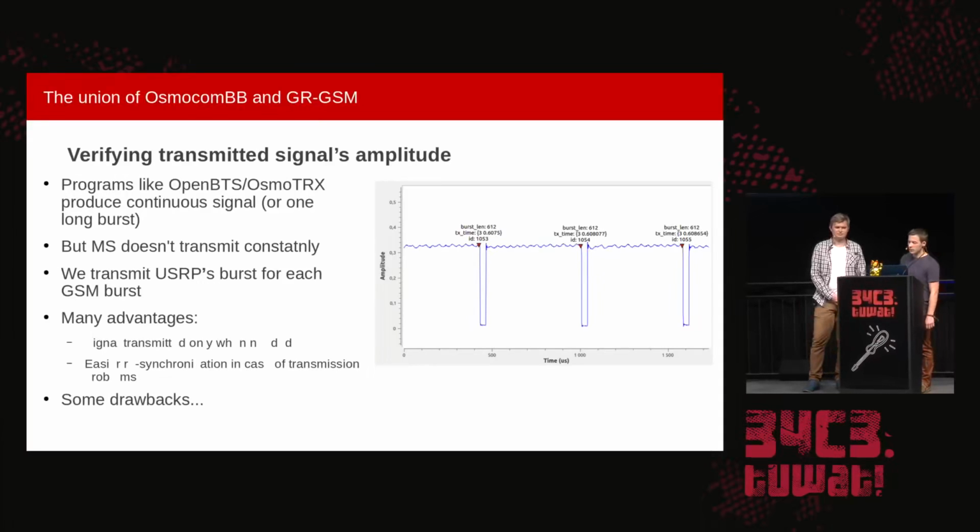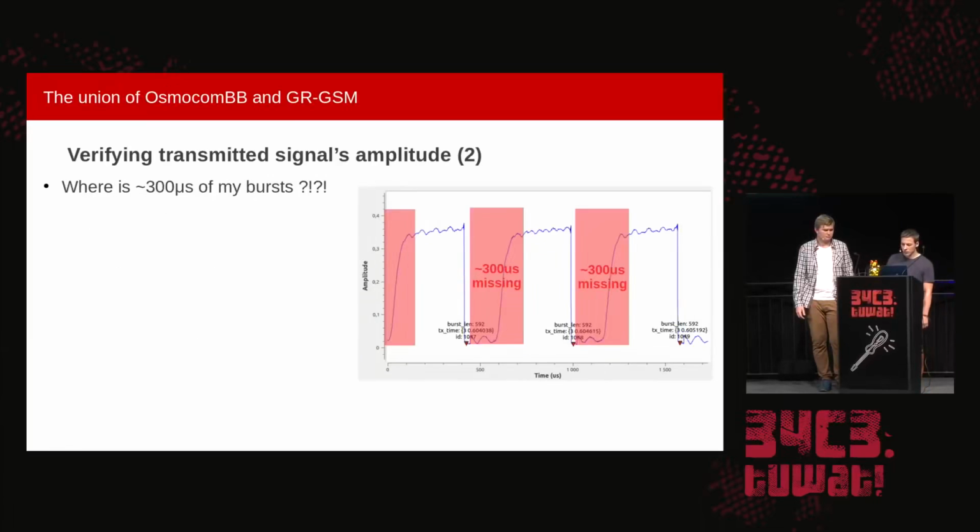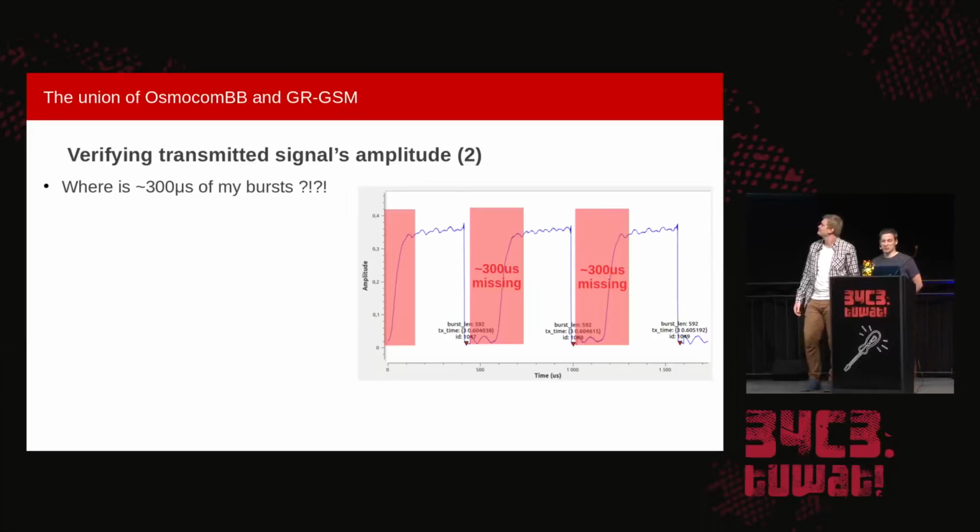There are some guard periods when the signal amplitude goes down, but then it's kind of constant. But this is what we got, and where the hell did 300 microseconds of our bursts go?